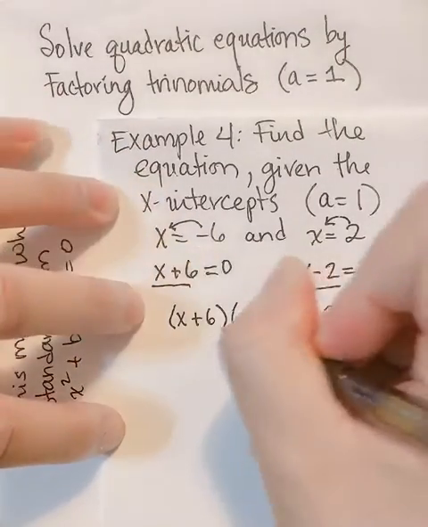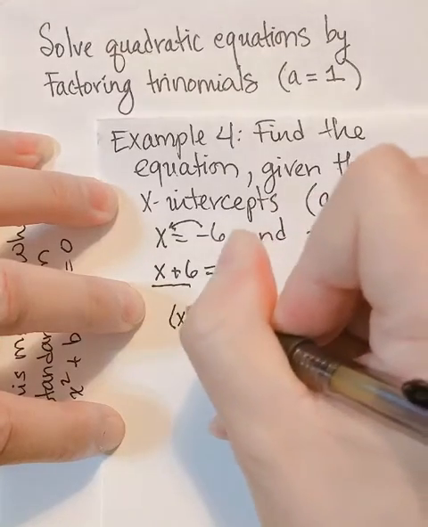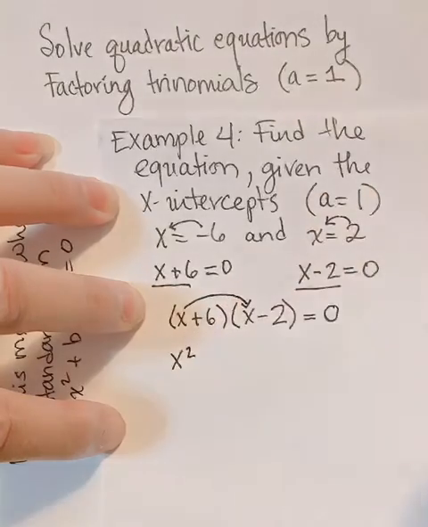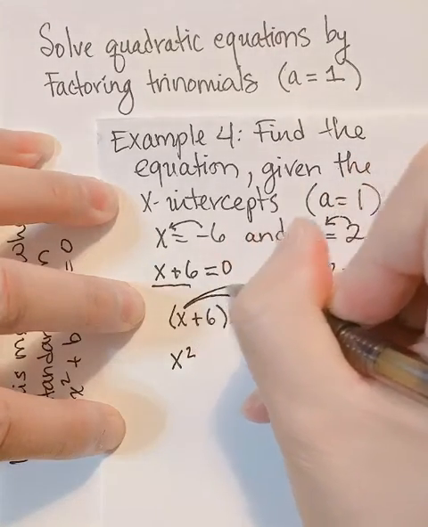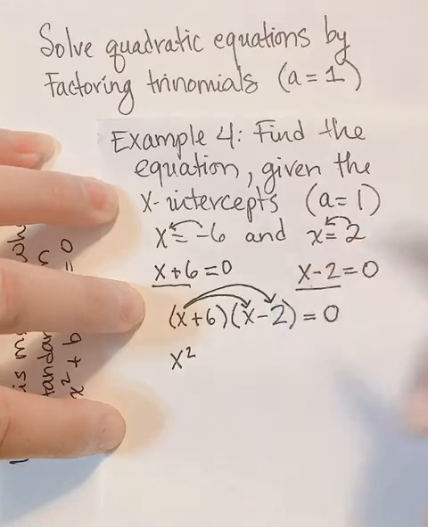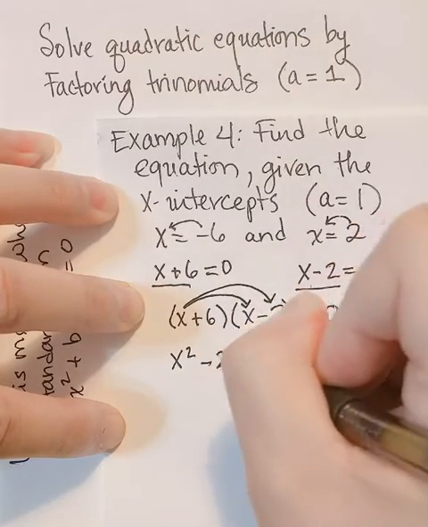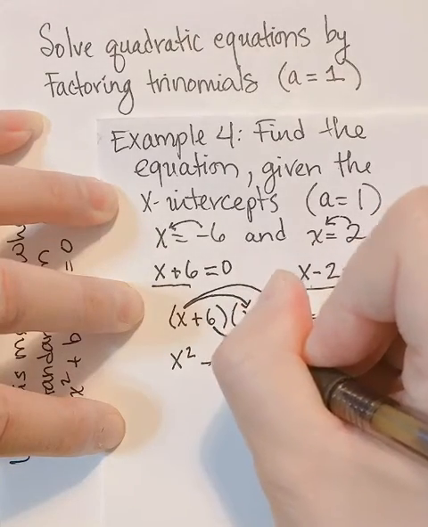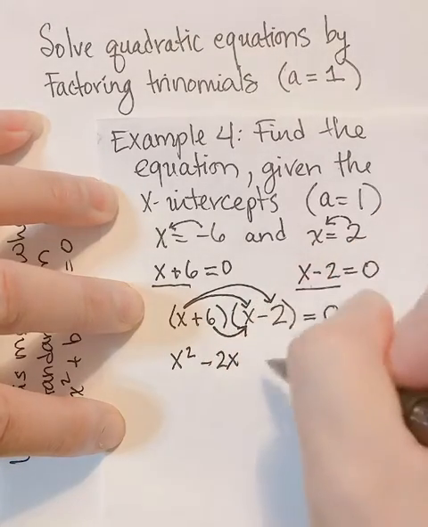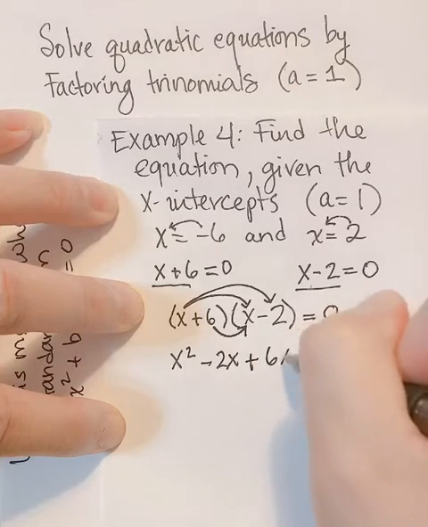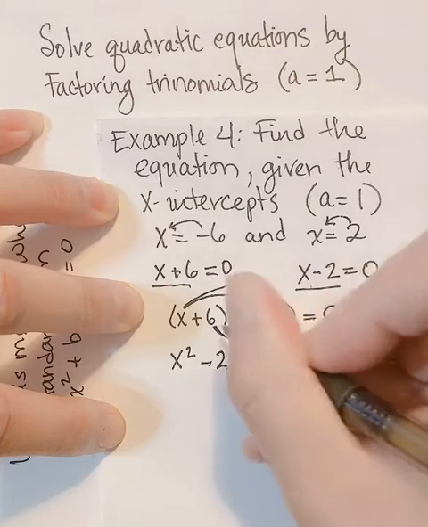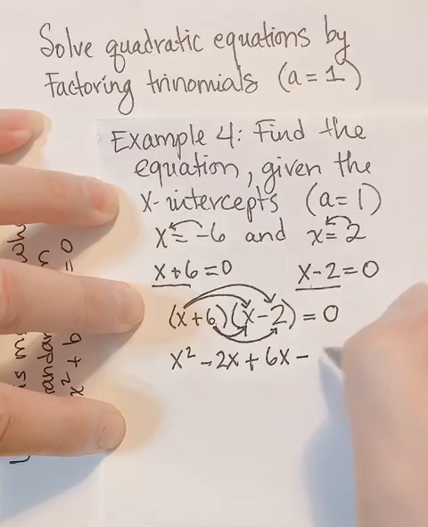Well, now that I have the factors, I can actually multiply them. So I'm going to take the first term, multiply with the first term, I get x squared. And then I take the first term, I multiply with the last term, I get negative 2x. So x times negative 2 gives me negative 2x. And then I move on, I do the other numbers. I get 6 times x, I get a positive 6x. And then I do it one more time, I get 6 times negative 2, I get negative 12. And all of that is equal to 0.